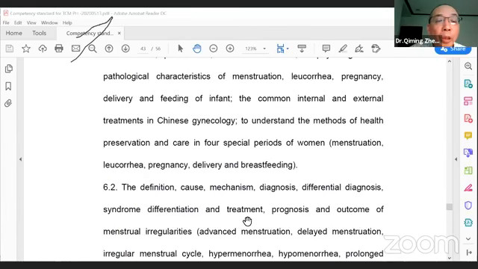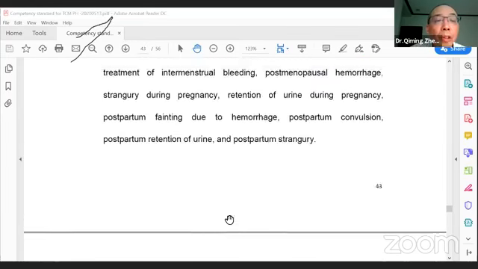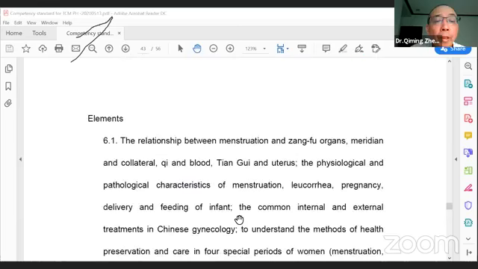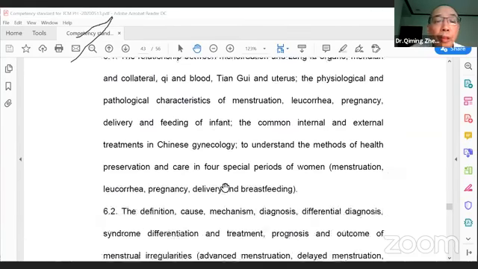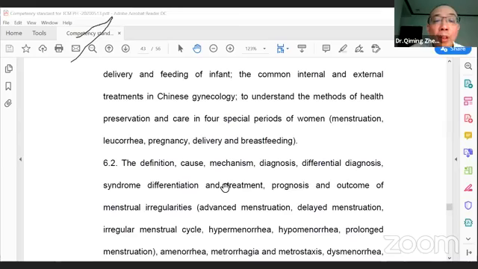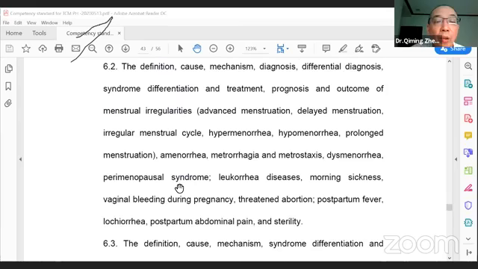So this element, we include the 6 points here. The first, the relationship between menstruation and Zangfu organs, meridians, collaterals, qi and blood, Tiankui and uterus. Point 2, the definition, cause, mechanism, diagnosis, differential diagnosis, syndrome differentiation, treatment, prognosis, and outcome of menstrual irregularities. So those are all the diseases included.